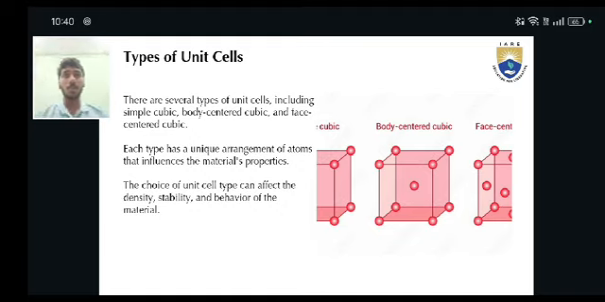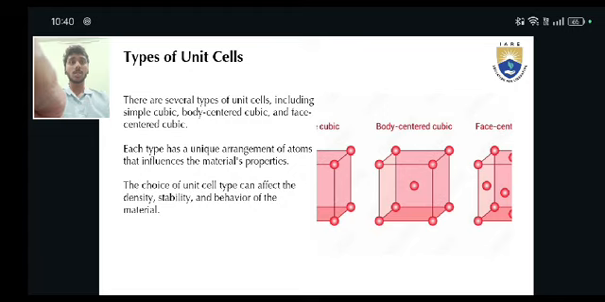First, primitive or simple unit cell. Atoms are located only at the corners of the unit cell. Key feature: each corner atom is shared by 8 adjacent unit cells. Example: polonium, Po.